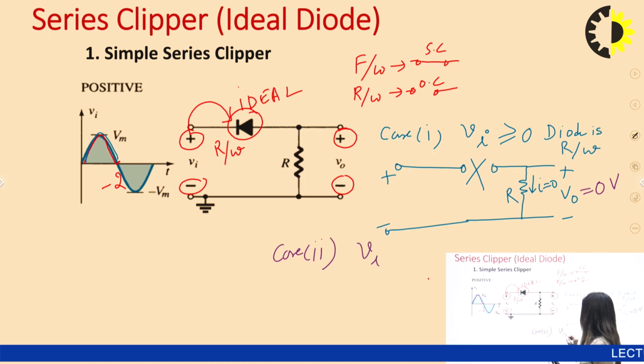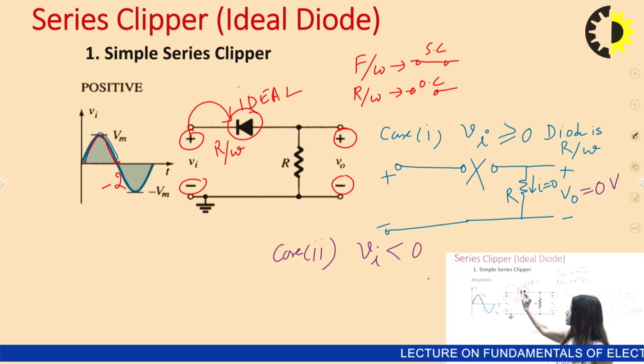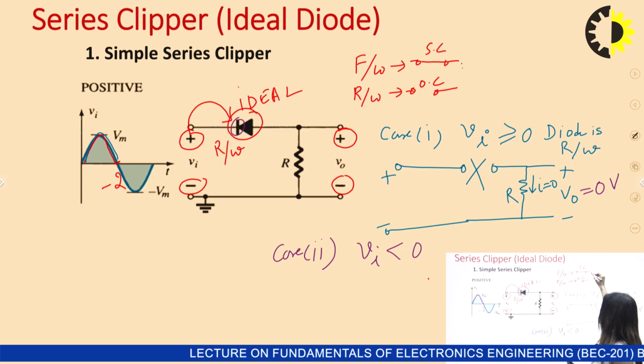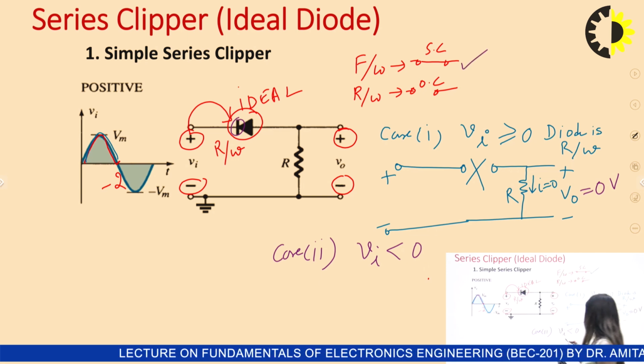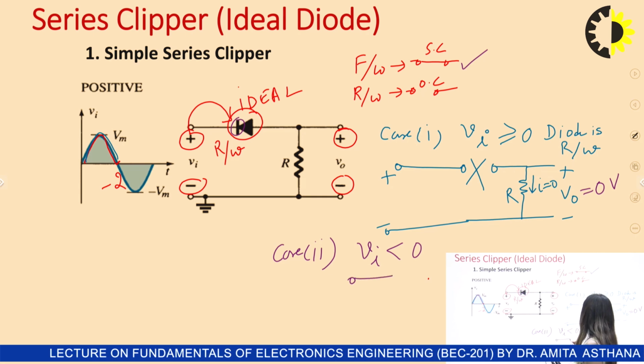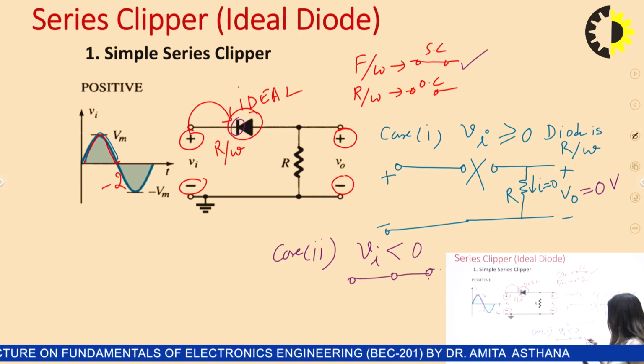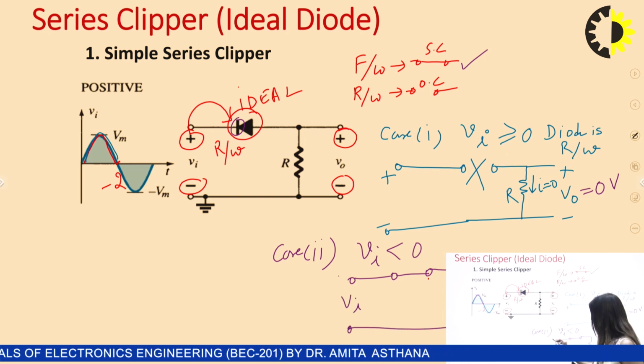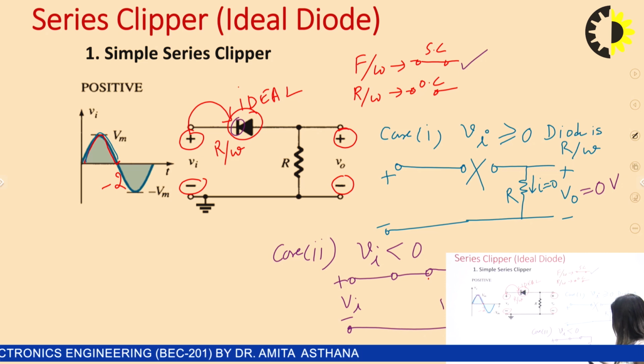Now coming to case 2, when Vi is less than 0. Whenever the Vi values are negative, the negative value is connected to the N side, and the diode is acting as forward bias. When it is forward bias, it will act as short circuit. So for case 2, the circuit is Vi plus minus R. We have to take output across this resistance.